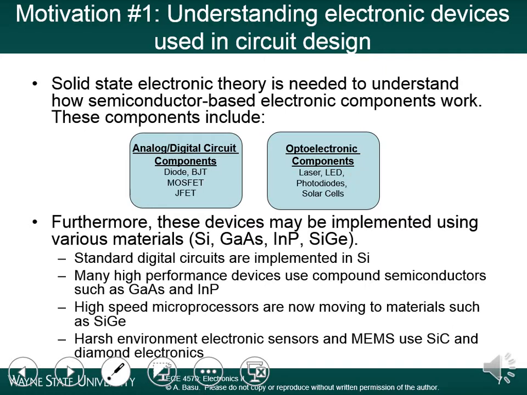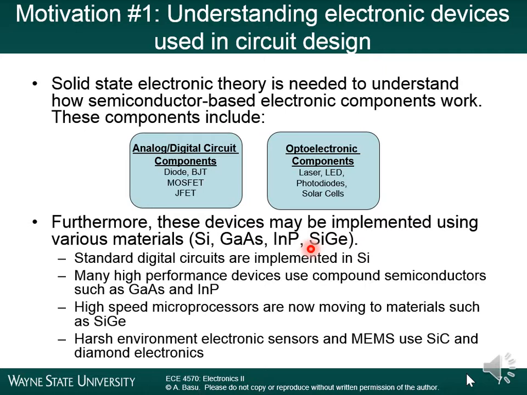These devices can be implemented using different materials. For example, a lot of the high-speed semiconductor devices used in your microprocessors are made from a material called silicon. It's a column 4 element. I'll get into that a little bit later. Other high-performance devices use compound semiconductors, gallium arsenide and indium phosphide. High-speed microprocessors also use materials such as silicon germanium. Then harsh environment electronic sensors use things like silicon carbide and even diamond. You can make electronics out of diamond.